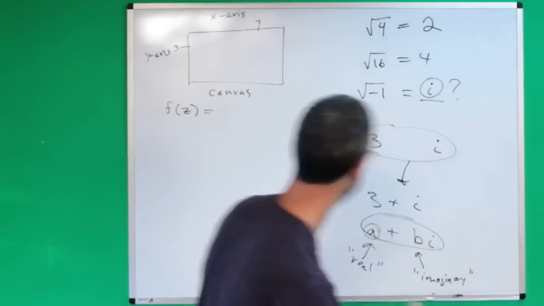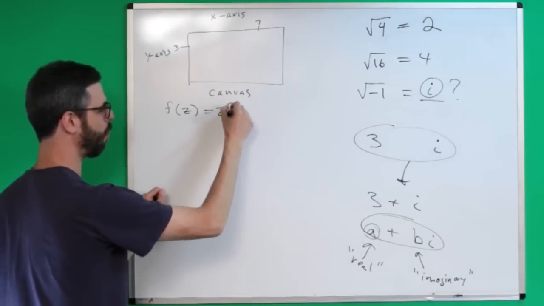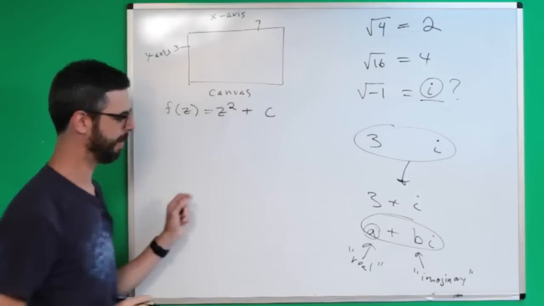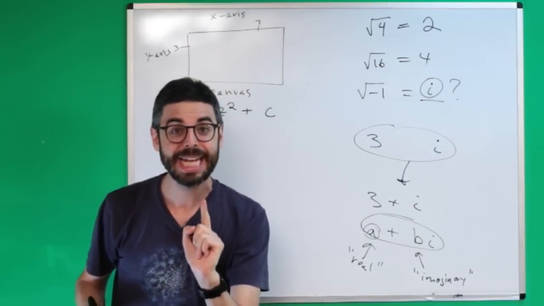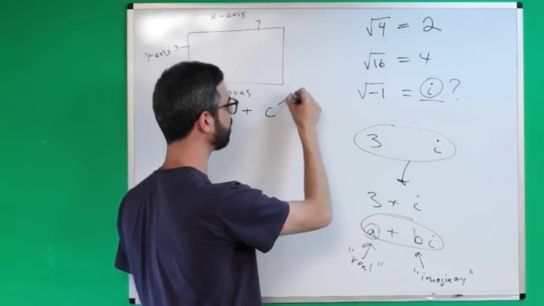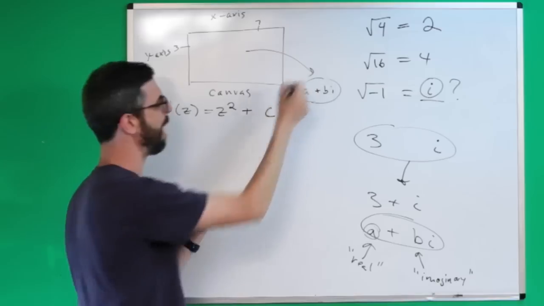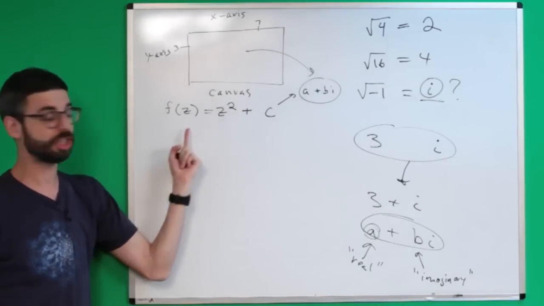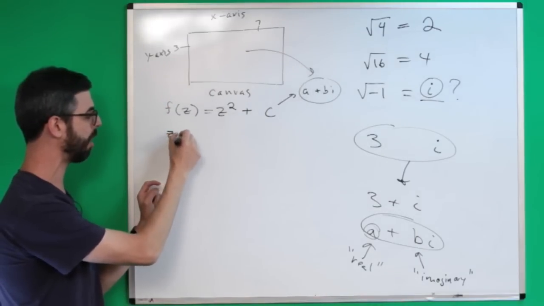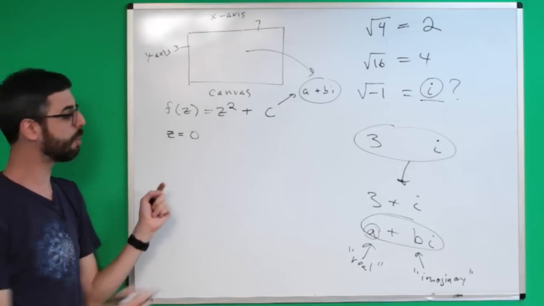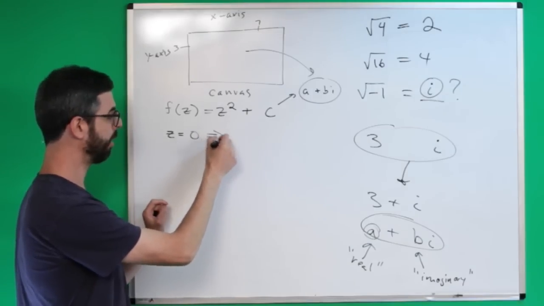I might need some more space. Let's see. Z squared plus C. Now, C is a complex number, a plus bi, any number from this spot. And we want to iterate this function starting with z equals 0. So if we start with z equal to 0, what do we get?